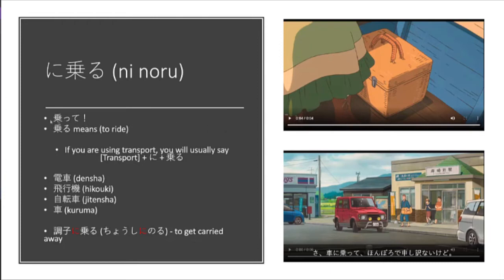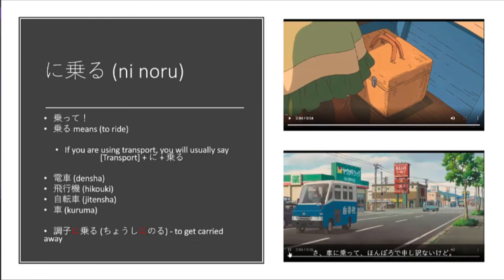What she's inviting her to. Like I said last year, you've got mite, mite, to see. Mite mite, look. Notte notte is like come and hop on the boat. Noru means to ride. So when we're using noru to say you're riding something, you usually say the transport plus ni plus noru. For example, さあ、車に乗って。So 車に乗る means to ride in a car, or literally to be in a car, traveling in a car.